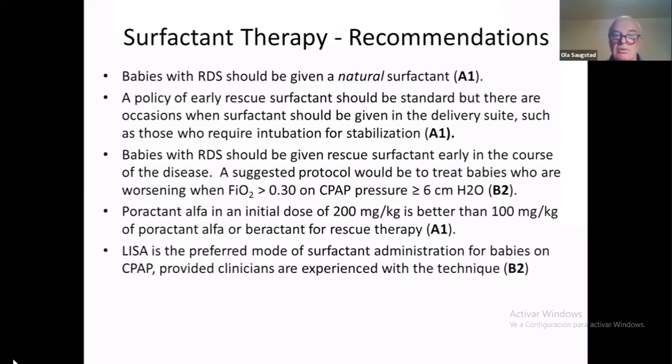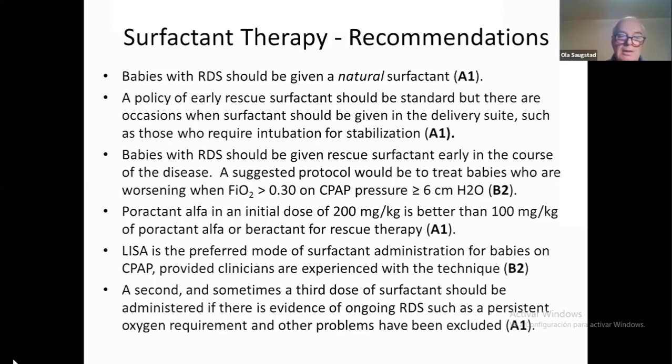And we also now recommend LISA as the preferred mode of surfactant administration for babies on CPAP. But this provides that the clinicians are experienced with this technique. And sometimes a second and even a third dose of surfactant should be administered if there is evidence of ongoing RDS, such as persistent oxygen requirement and other problems have been excluded.